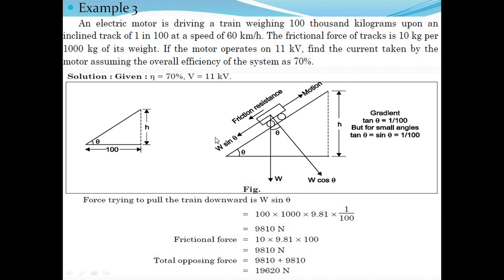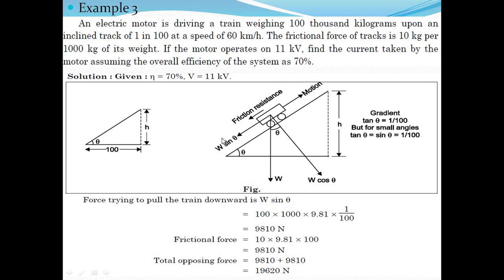Then this is a similar example of an electric locomotive. Here an electric motor is driving a train weighing 100,000 kilograms upon an inclined track of 1 in 100 at a speed of 60 km per hour. The frictional force of the track is 10 kg per 1000 kg of its weight. If the motor operates on 11 kV, find the current taken by the motor, assuming the overall efficiency of the system is 70%.